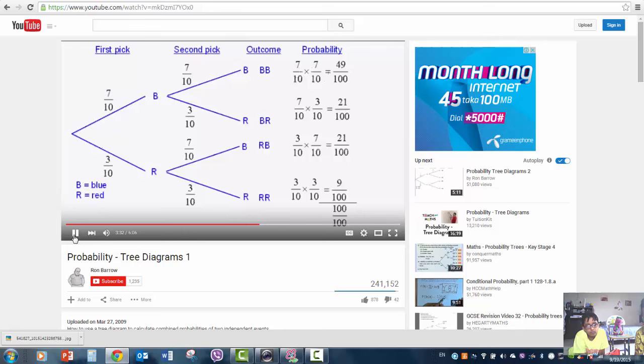Now we get a bit more complicated. Now it's interesting. It says at least one blue. Which one? At least one blue. Do you know how many percent that's going to be?